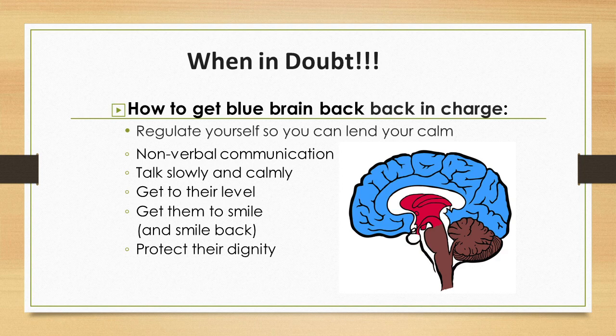We want to use nonverbal communication. It could be gesturing for a hug or very simplified language like, do you want to squeeze? Because sometimes with kids, that deep pressure helps them to feel calm. If you do have to talk, talk very slowly and calmly to them. And you want to get down to their eye level. If we are standing above them during a meltdown, we're immediately perceived as a threat.